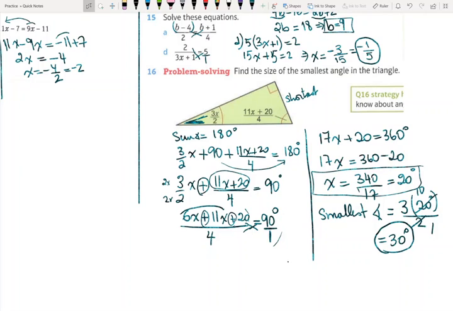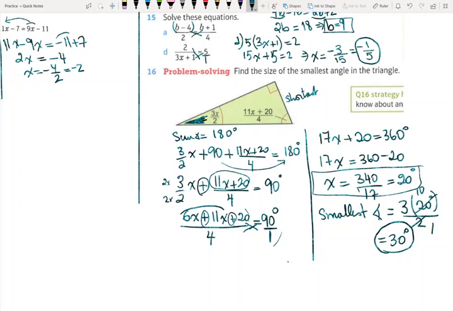In part 16, find the size of the smallest angle in the triangle. So if you look at the shortest side, the angle opposite to it would be the smallest angle. Therefore in a triangle, when they say that they want you to find the smallest angle, you have to look for the shortest side. Now they want the value or the size of the angle, therefore we have to solve for x.